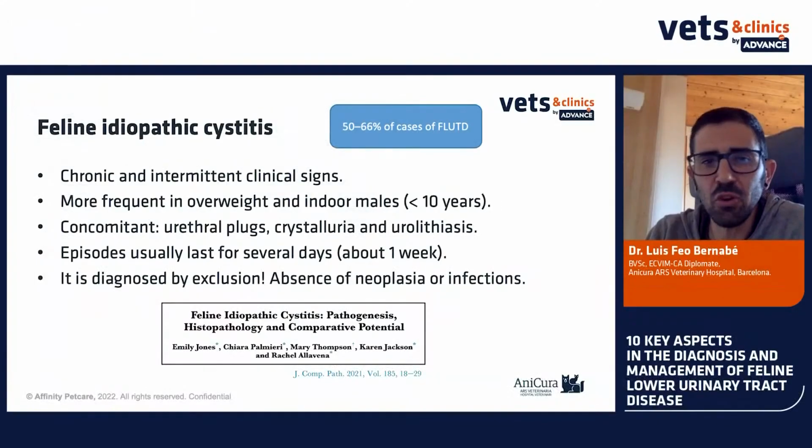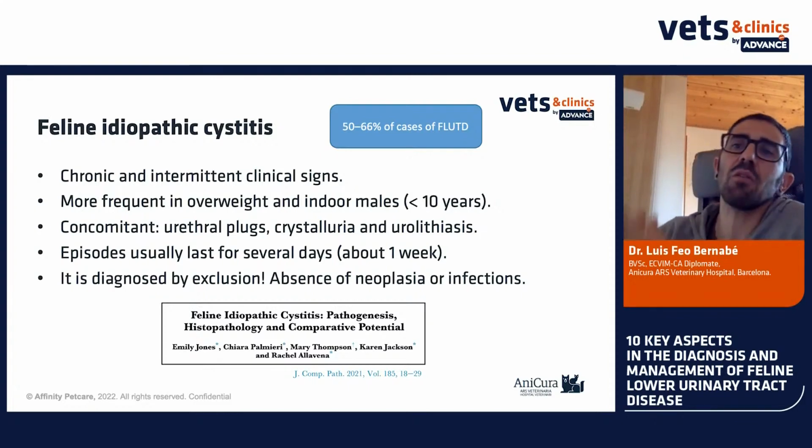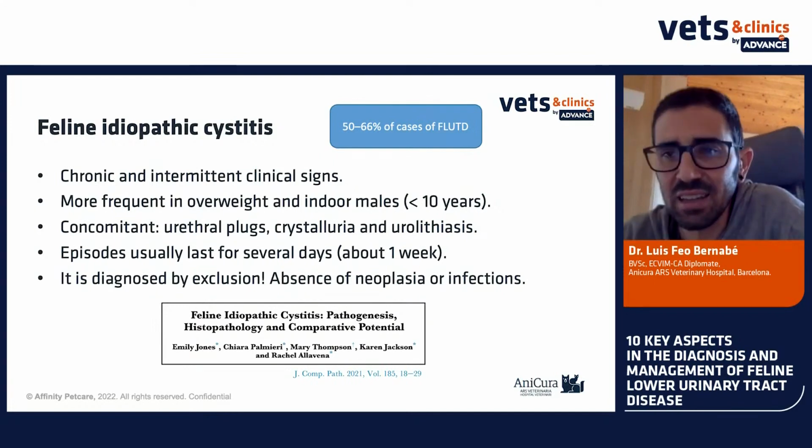Thanks, Luis. So, okay, after infections, I would like to ask you about idiopathic cystitis, which is quite common too in cats. Which are the main ideas that you would like to share with our attendees to take into account when we have to manage this disease? So obviously, we already mentioned the differential diagnosis. Feline idiopathic cystitis is the most frequent disease with feline urinary tract clinical signs.